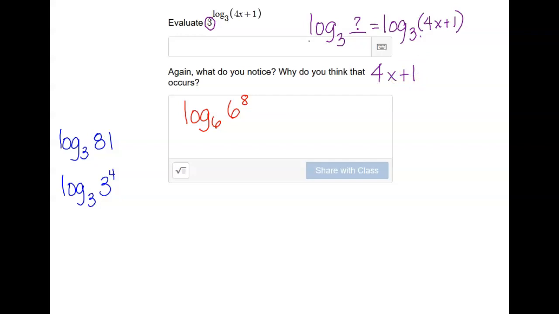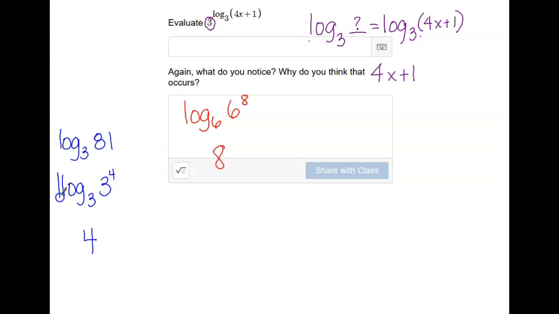So I want to go back and remind us what was the answer for this one. So when we evaluated this one, our answer was 4. When we evaluated this one, our answer was 8. And when we evaluated this one, our answer was 4x plus 1. So what's happening here? Well, remember, exponents and logs are inverses of each other.